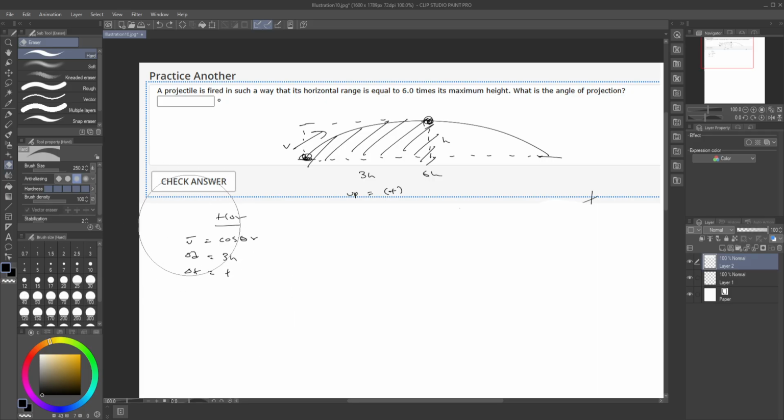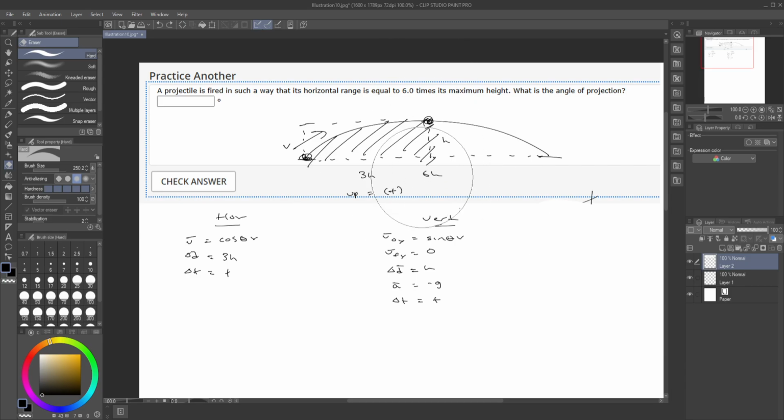For our velocity, we denote the initial velocity as v. If we want the horizontal component, it's cos theta times v. Displacement is 3h, and then time is t.